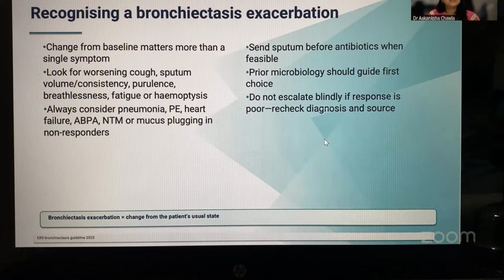That goes even in a bronchiectatic exacerbation, because it is not necessary that the patient has a recurrent exacerbation just because of infection. And like in any other infection, we say send the sample, so send the sputum before initiation of antibiotic. However, do not delay your therapy just because you have to send the sample. And very important, prior microbiology should guide you for your first choice of antibiotic.